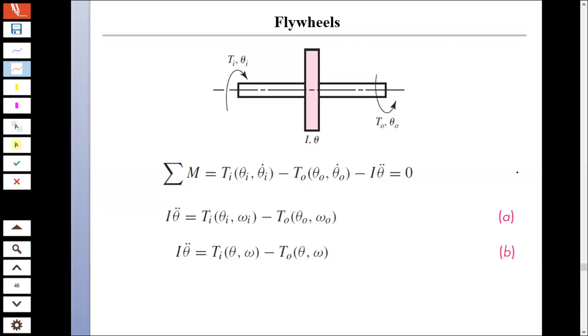Okay, so we're going to talk about flywheels. Now, what is a flywheel? Actually, a flywheel is a mechanical device that stores energy, right?